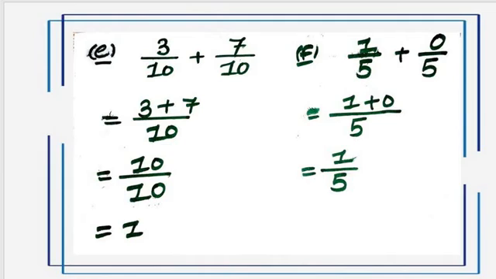Okay, again I'll speak, my dear students. 3 upon 10 plus what? 7 upon 10, like that. Now you do the next step on your own, and then after I'll teach you. While you do that, you are checking whether it is correct or wrong.